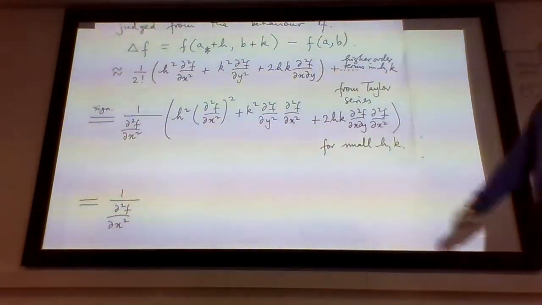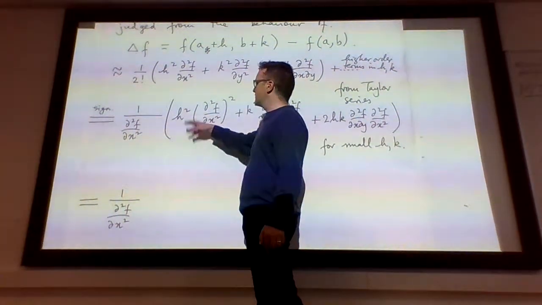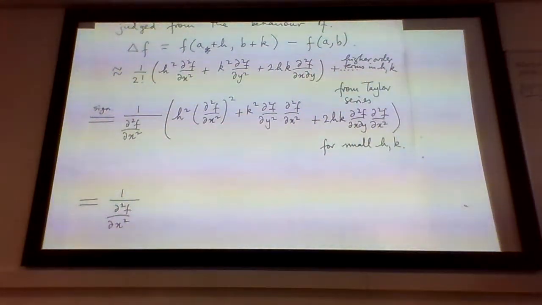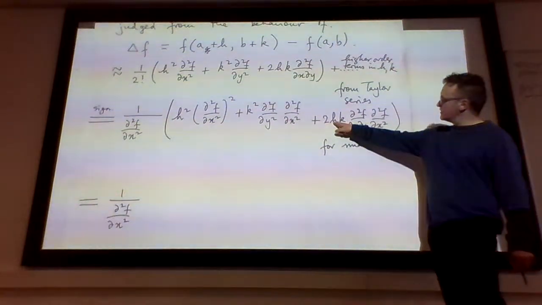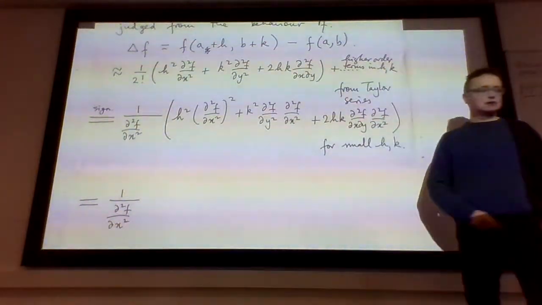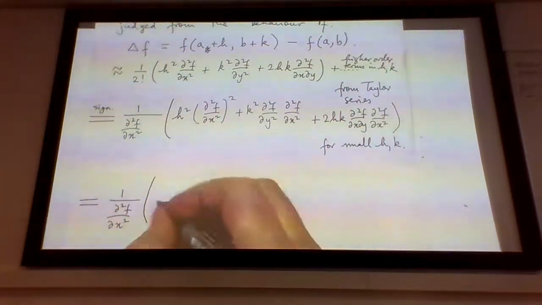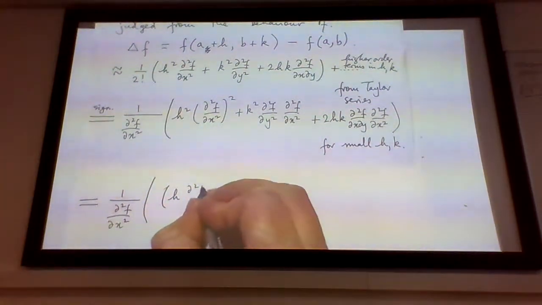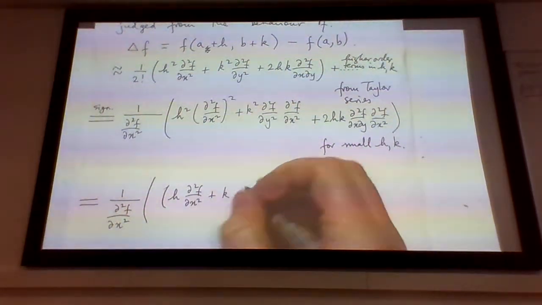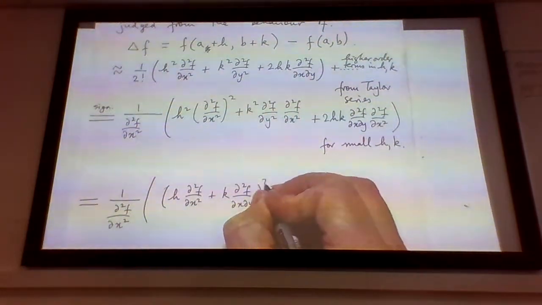Okay, if I look at the first term here, this is the square of something. This first term here is the square of h times d2f dx squared. And here I've got the product of h d2f dx squared with d2f dx dy times k. And so I can make use of that. So I can say this is h times d2f dx squared plus k times d2f dx dy, all of it squared.